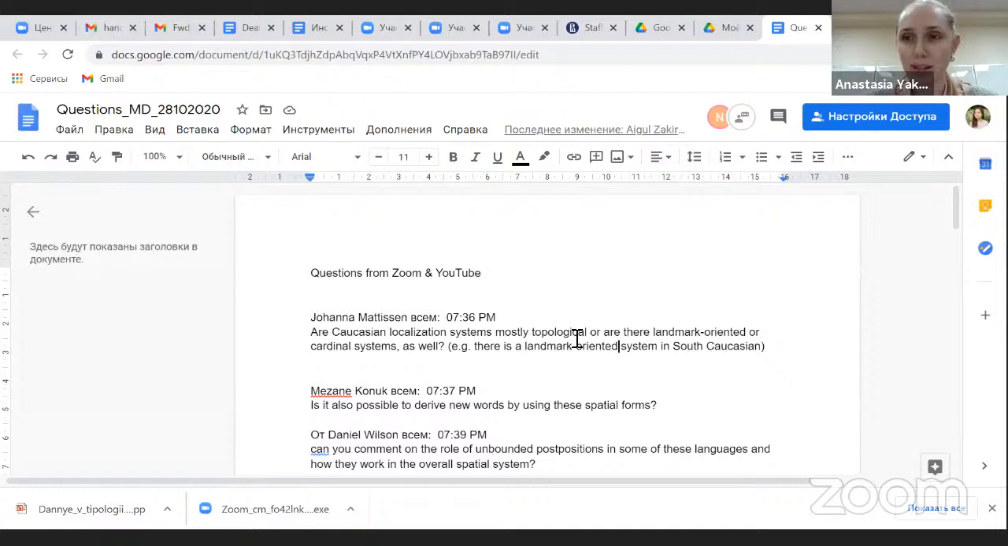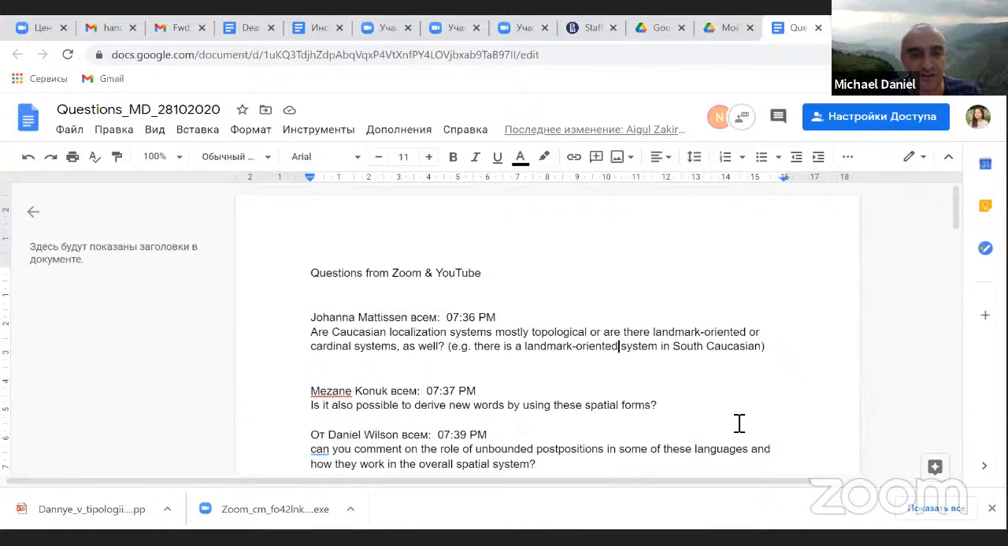Are Caucasian localization systems mostly topological, or are they landmark-oriented or cardinal systems as well? In terms of nominal inflection that we were considering in this talk, the only additional elements appear in Dargwa, I think, because it includes gravitational meanings, which are closest to what you want to know, I think.